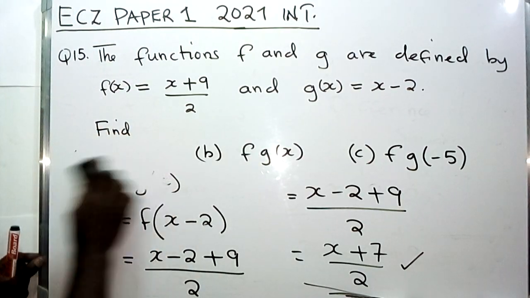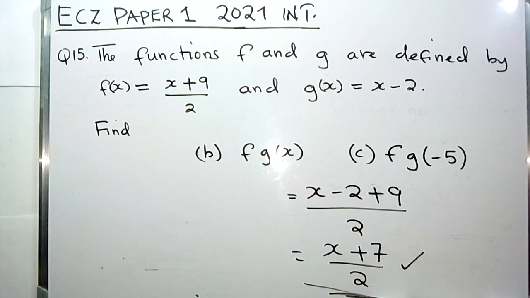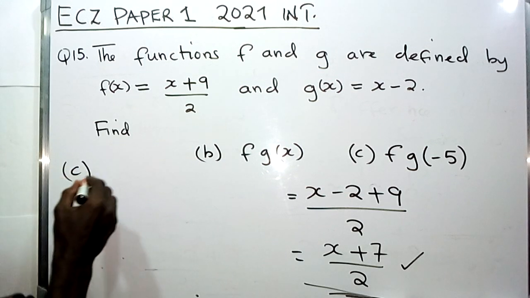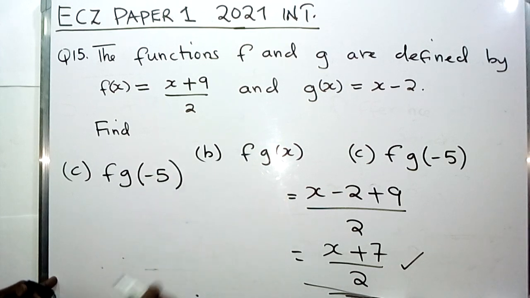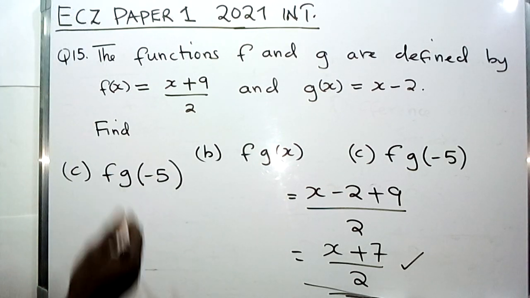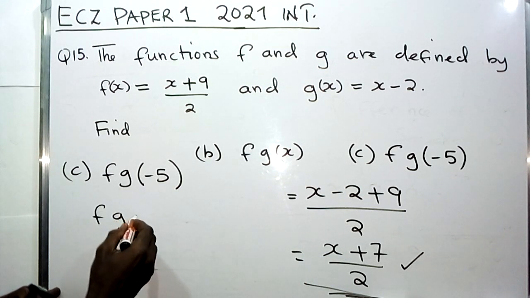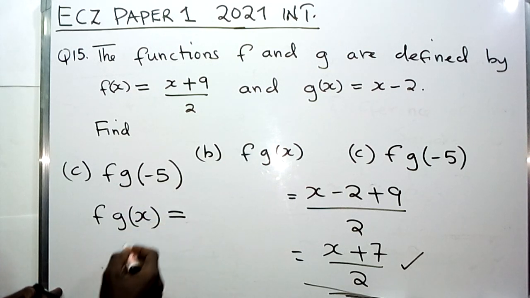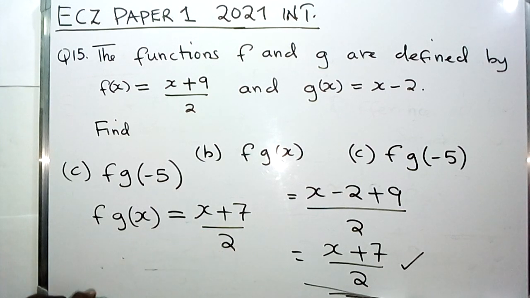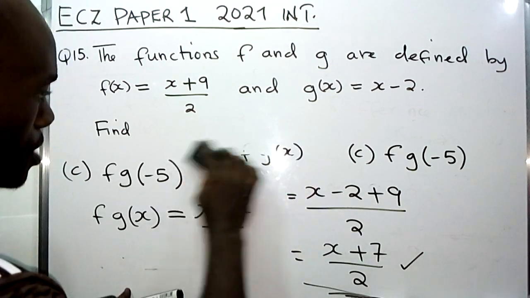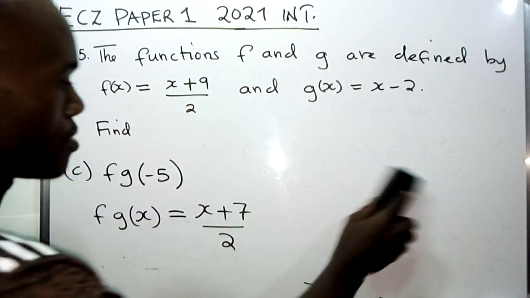Now let's look at part C. With part C, we have this question, fg of negative 5. So this is our question now. To find this, you recall that the answer for fg of x is this one here. We managed to get it. Let me just rub this so that I create space. Now let's see what we are going to have.